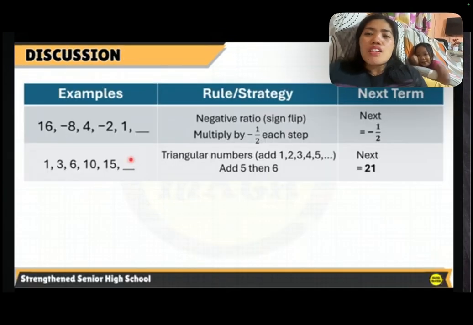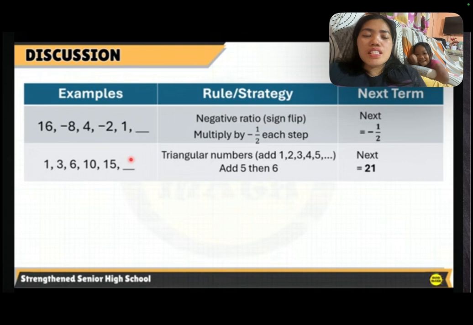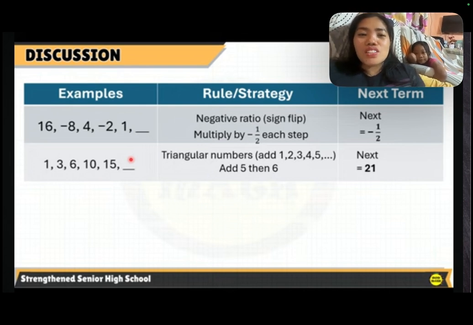So we have here the example: 16, negative 8, 4, negative 2, 1, blank. What is the pattern of this sequence? What is the rule or strategy for us to find the next term? So we have here the common ratio of negative 1 half. Multiply by negative 1 half is the step.